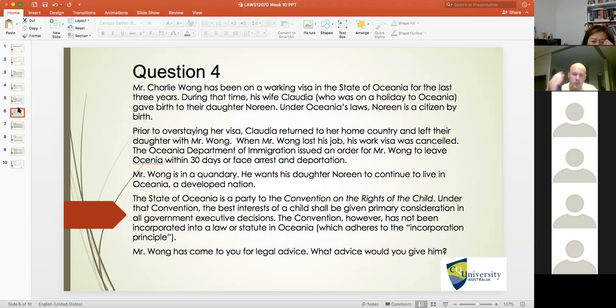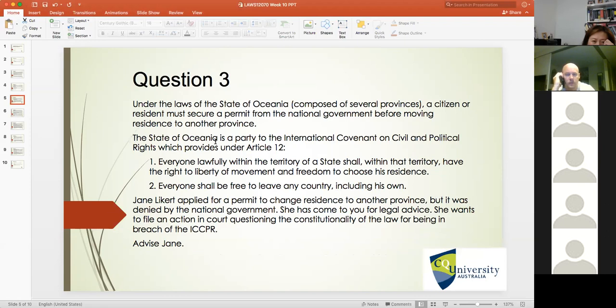So question one was about a domestic law. In question one, we talked about a constituent state that passed a law that was in violation of a treaty entered into by the sovereign state. The example you gave was like Tasmania passing a law in violation of the International Covenant on Civil and Political Rights, of which Australia is a party.